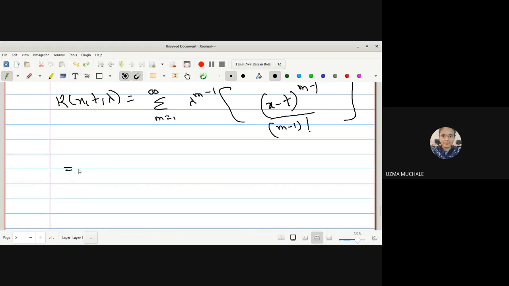Directly I can write it as 1 also, no? After putting m equal to 1, it will be lambda raised to 0. This is also x minus t raised to 0, which is 1. Okay, let us evaluate m equal to 2.